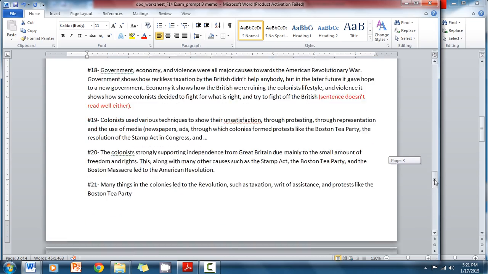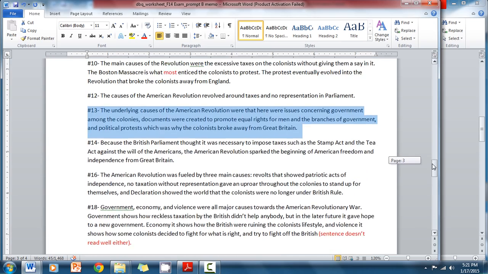Student number 13 here: the underlying causes of the American Revolution were that there were issues concerning government among the colonies. Documents were created to promote equal rights for men and the branches of government, and political protests, which was why the colonists broke away. All right, this is actually fine.